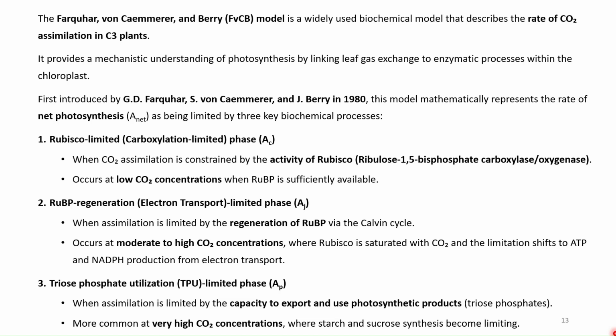So that is why this is an RuBP regeneration limitation, due to regeneration of RuBP or electron transport, often used interchangeably. Now the next limiting phase, which is the triose phosphate utilization limited phase, or TPU limited phase, is more common at very high concentrations of carbon dioxide, where starch synthesis becomes limiting. When the concentration of carbon dioxide is high, there is a tendency for starch synthesis to become limiting because triose phosphate is not sufficiently utilized. So under such conditions, TPU becomes a limiting factor.